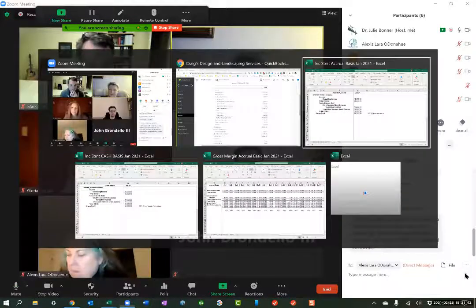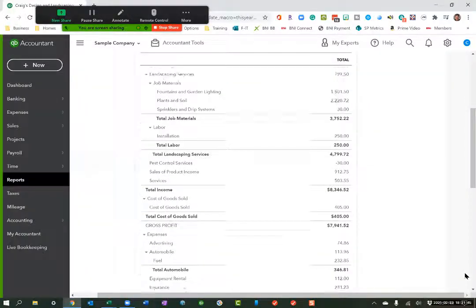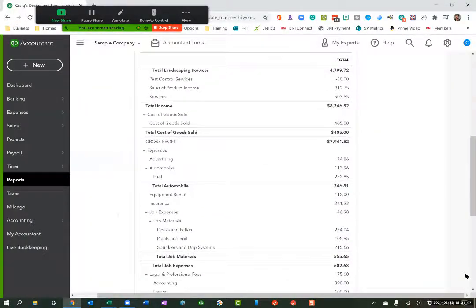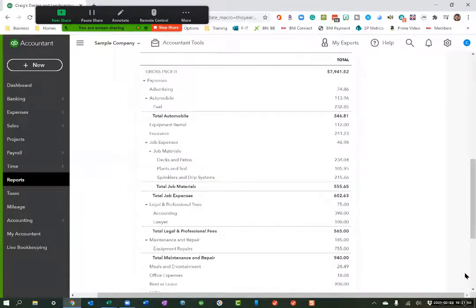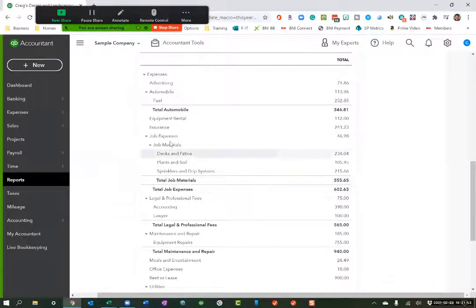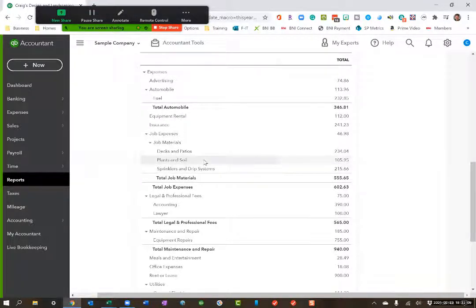Okay. So if we look back at that again, let's look here. Okay, so see these job materials here? There's the decks and patios, plants and soil, sprinklers and drip systems. All of that, in my opinion, should be up in the cost of goods sold section. Because to me, those are direct costs of actually earning that revenue from above.